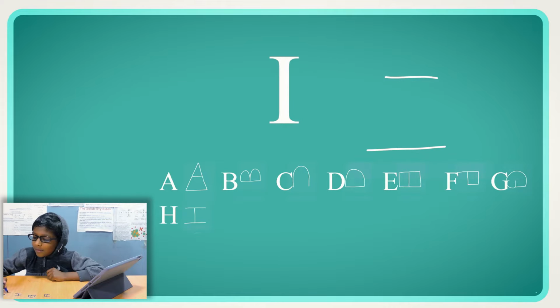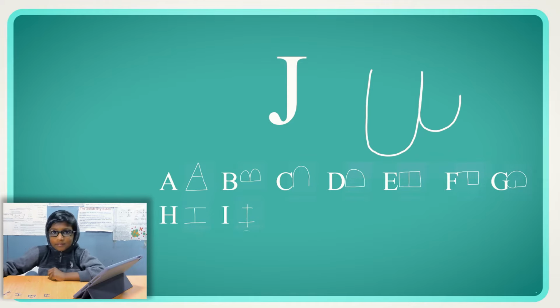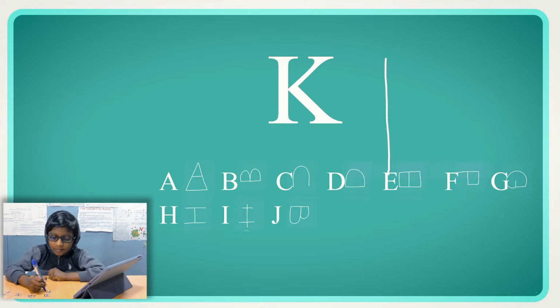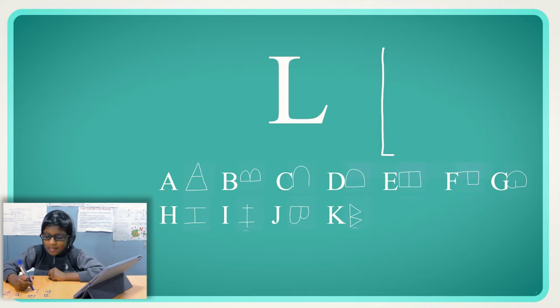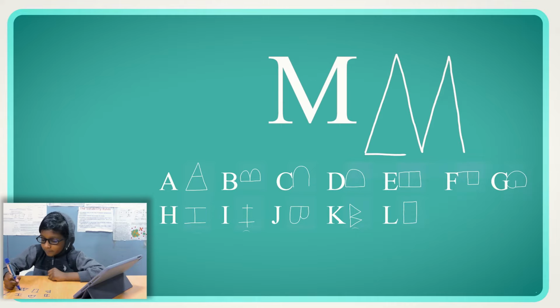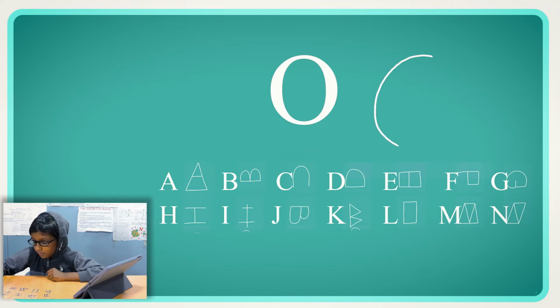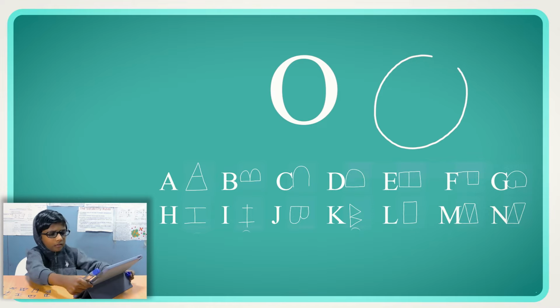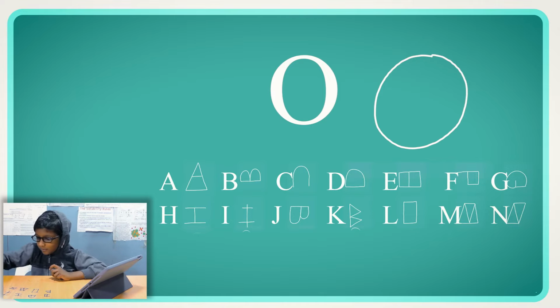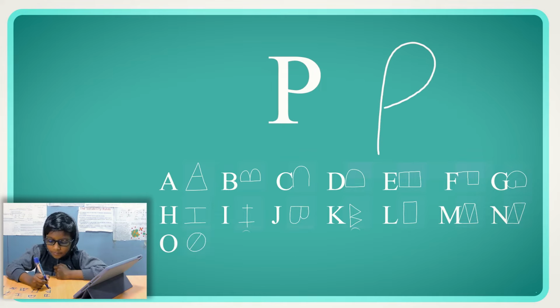I like this. J like this. K like this. L and then M, N, O. It's not. Oh yeah, it's like this. No, not a chord. It has it in the middle. And then after O comes P.